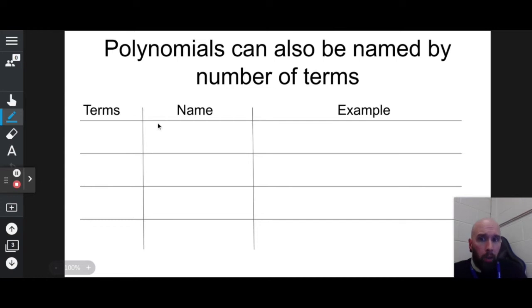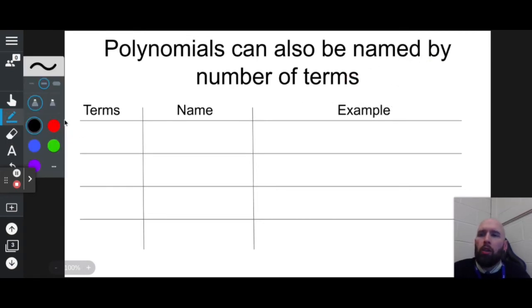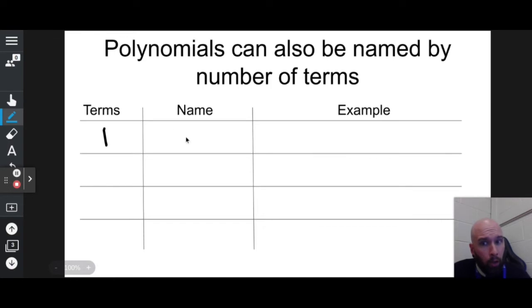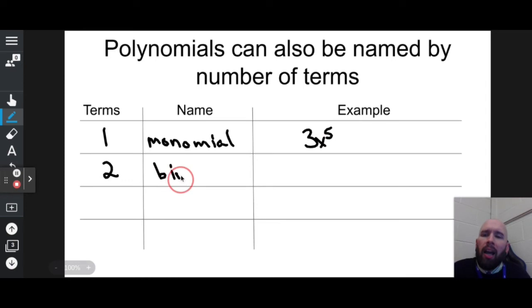If you have a polynomial, you can name it by how many terms it has. For example, 5x minus 3 has 2 terms. So let's name those. Let's start out with 1 term. You can't have something with 0 terms. If it's 1 term, it's a monomial. Mono means 1, so 1 term is monomial. Something like 3x to the 5th is 1 term. If it has 2 terms, we call that a binomial. And that could be like x plus 9.